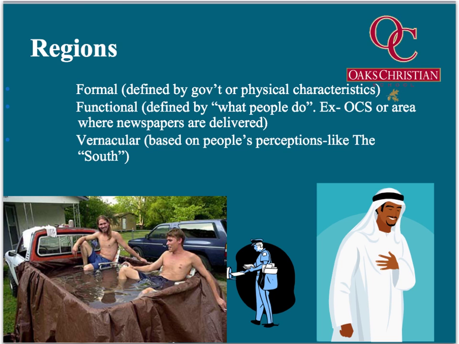Last but not least of our 5 themes are our regions. We have 3 types. We have formal regions, functional regions, and vernacular regions. They all have slightly different definitions. A formal region is defined by a government or a physical characteristic. So an example could be the good old USA, right? We have a government of the United States of America. We also have borders. There's a point where America ends and Canada begins, or our border with Mexico as well.